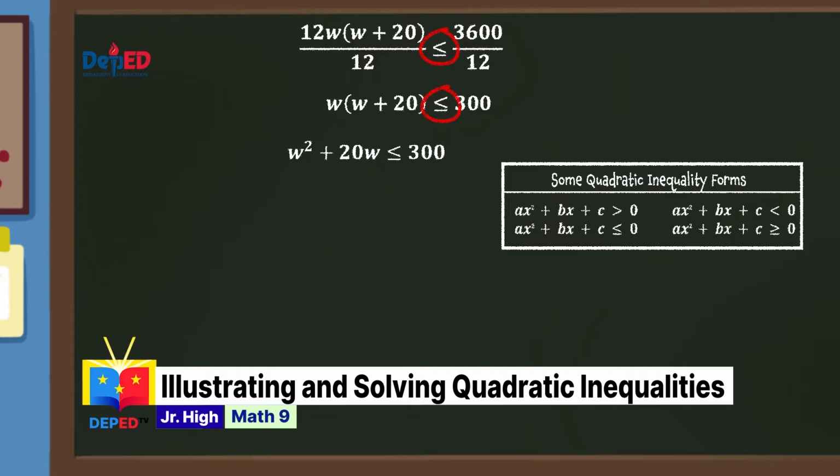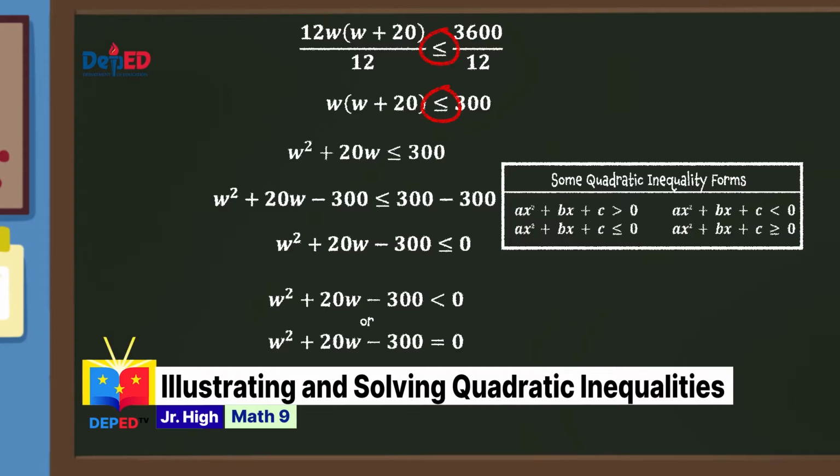Going back to the quadratic inequality we wrote earlier, let us express it in the form ax squared plus bx plus c is less than or equal to 0. So we apply the subtraction property of inequality. We decrease both sides by 300. The resulting inequality is W squared plus 20W minus 300 is less than or equal to 0. This means that W squared plus 20W minus 300 is less than 0, or W squared plus 20W minus 300 is equal to 0.